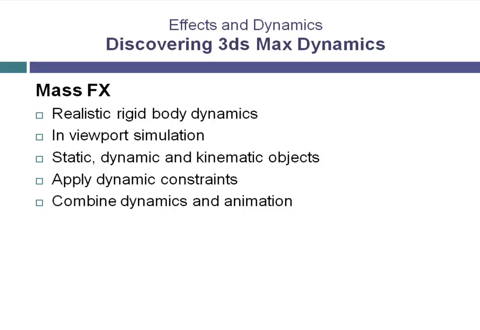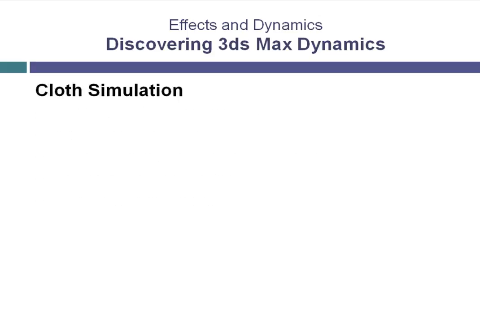Another form of dynamics built into 3ds Max is the ability to perform cloth simulation. Cloth simulation allows you to create a realistic simulation of both loose cloth and clothing. For example, you can simulate the tablecloth lying down on top of the table, and you can also simulate a character wearing a shirt and a dress.